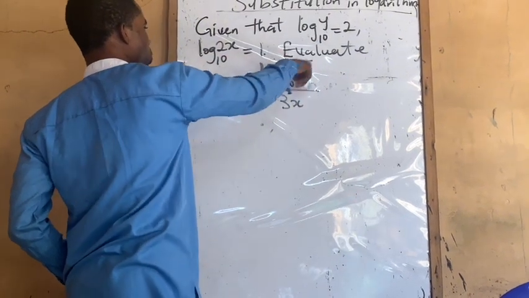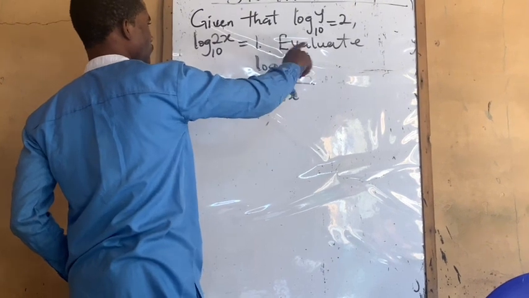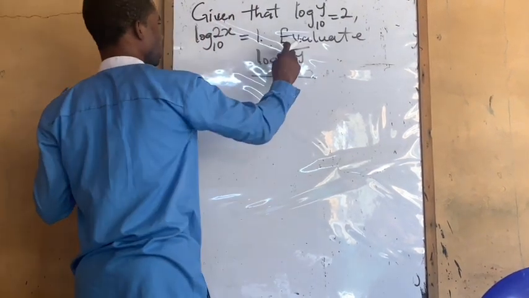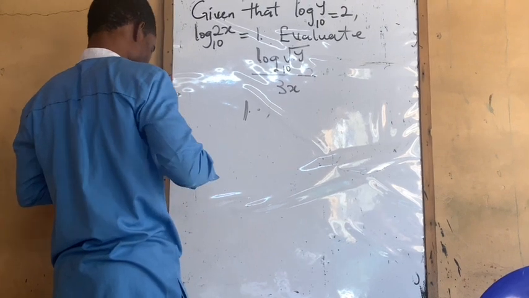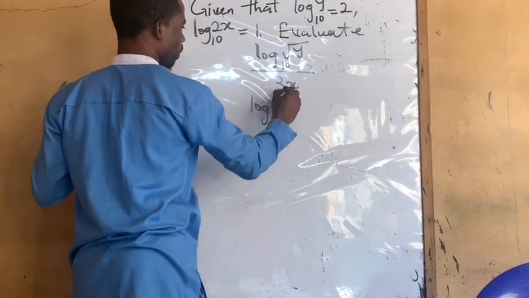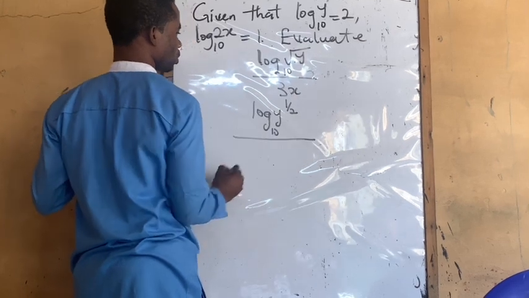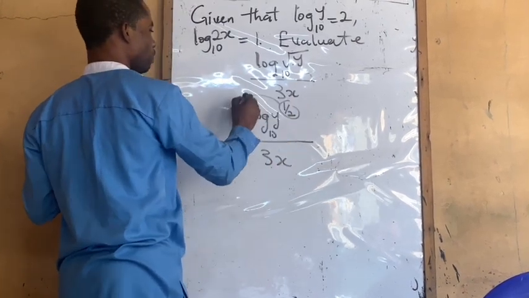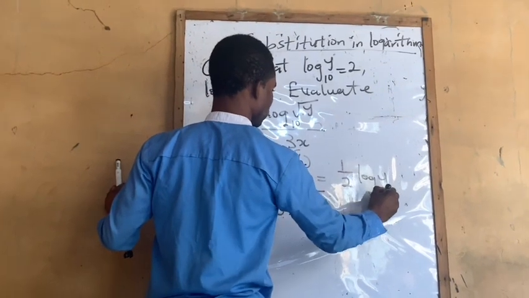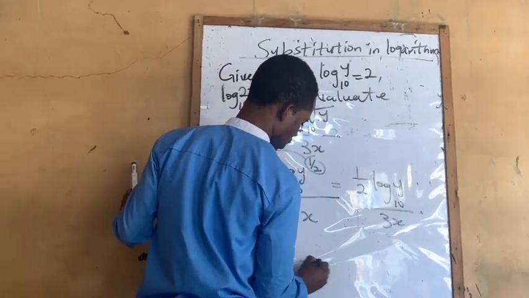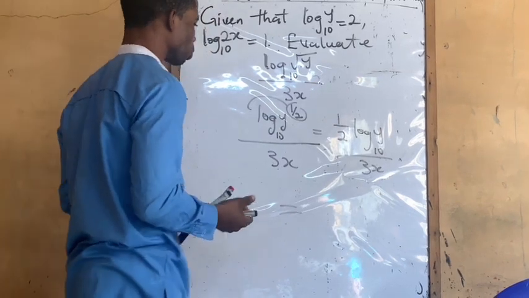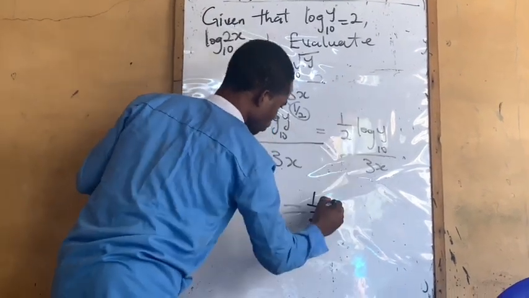This one is already showing log 1, so I have to play with this. I have to change this to log y, so that I can substitute 2. Very simple: root y turns to y raised to the power 1 over 2, base 10, over 3x, and the power can come to the back here. That is 1 over 2 log y base 10 over 3x. And I know log y base 10 is 2, so this turns to 2. That means 1 over 2 times 2.